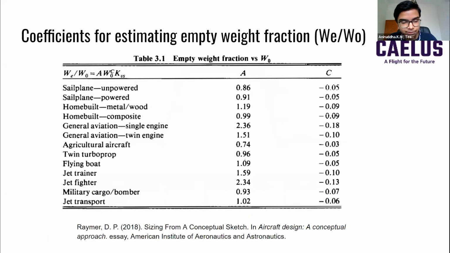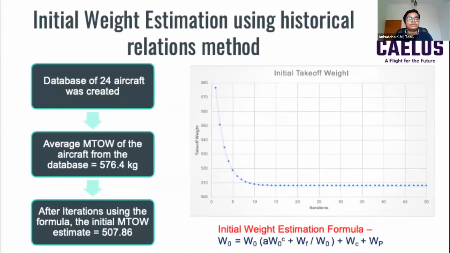The empty weight fraction, WE by W naught, can be viewed as A multiplied by W naught, which is the total weight, raised to the power of C. These A and C values we have taken from our literature, and with all this together, we are able to do this process called initial weight estimation. It is nothing but the estimation of the aircraft weight involving the repeated iteration of the estimate of the weight required during each design stage.